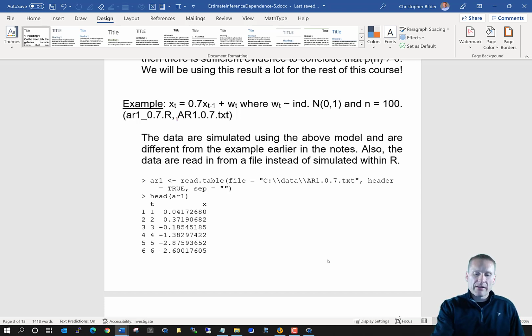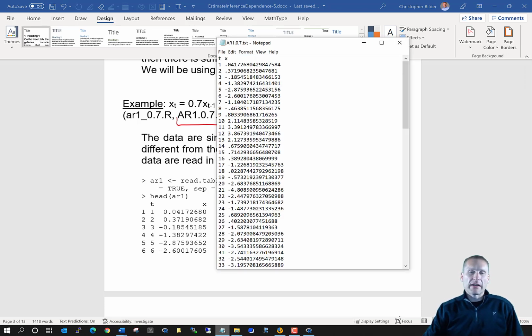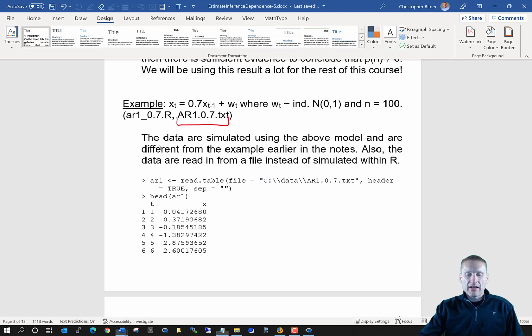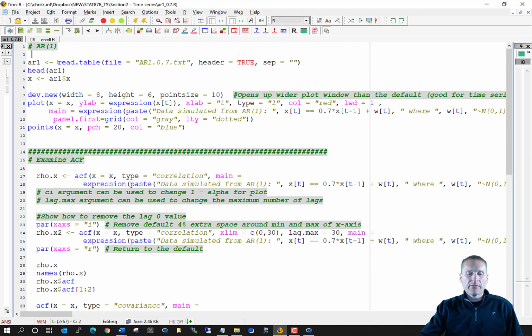The actual data itself is stored in a plain ASCII text file. This is what it looks like here. The columns are space delimited, so we'll have to take that into account when we read in the data. Notice the very first row of the file contains the actual variable names. So I have T for time and X for the actual data itself.